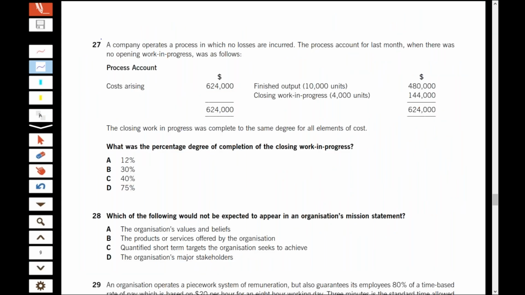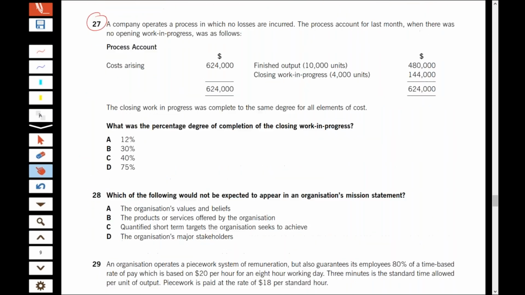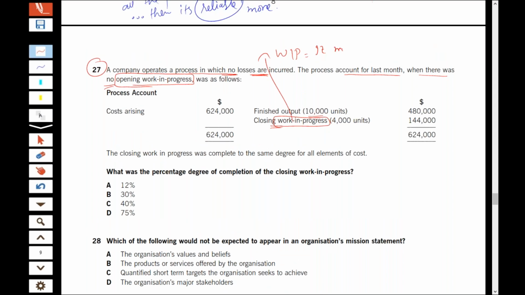Number 27. Okay, what's number 27? There is a work in progress. Opening work in progress, no. A company operates a process in which no losses occur. Finished output 10,000. Closing work in progress. Now understand the term work in progress. What does it mean?